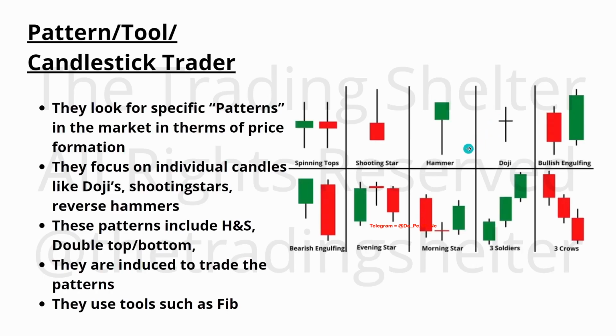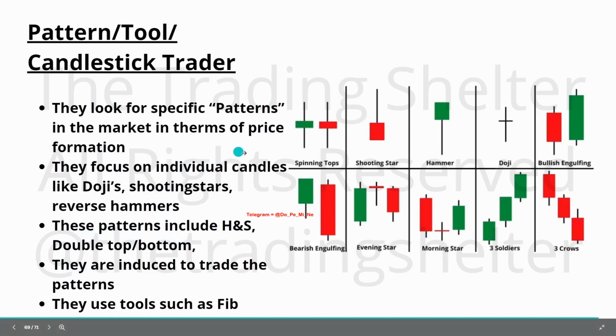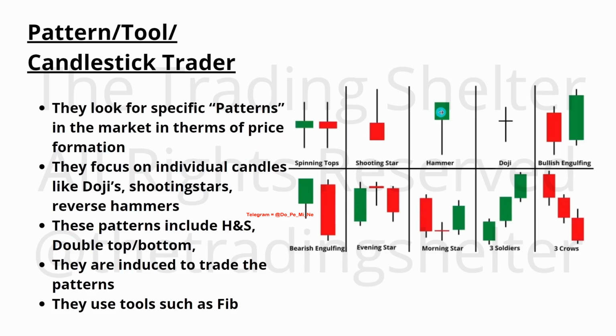So they look for specific patterns in the market in terms of price formation. They focus on individual candles like doji, shooting star, reverse hammer, blah blah blah, all these good stuff here. These patterns can include head and shoulder, double top, or double bottom. They are induced to trade the patterns and they use tools such as FIB, EMAs, and stuff like that.